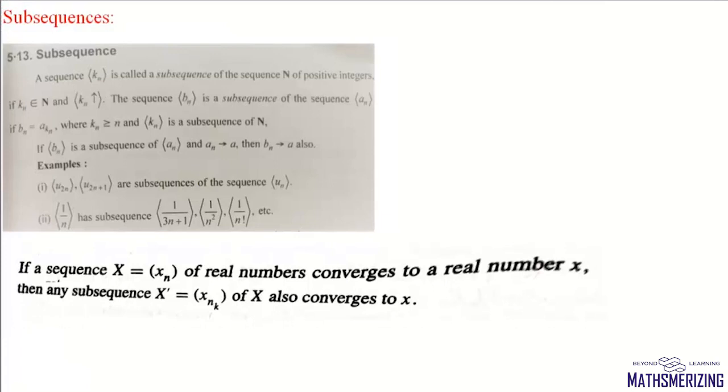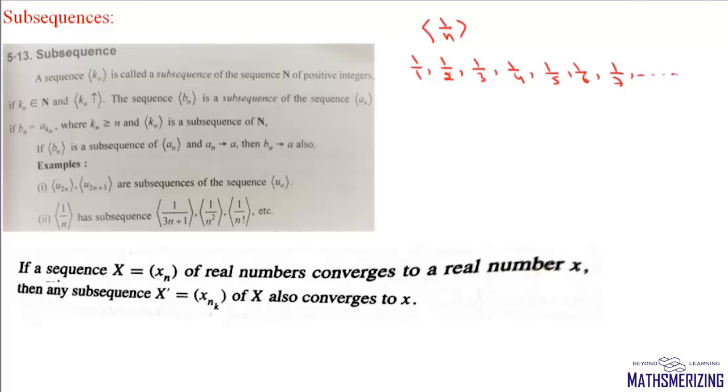Now we'll come to subsequences. Now suppose you have any sequence, say this sequence 1 by n. Now the terms of the sequence are 1 upon 1, 1 upon 2, 1 upon 3, 1 upon 4, 1 upon 5, 1 upon 6, 1 upon 7.